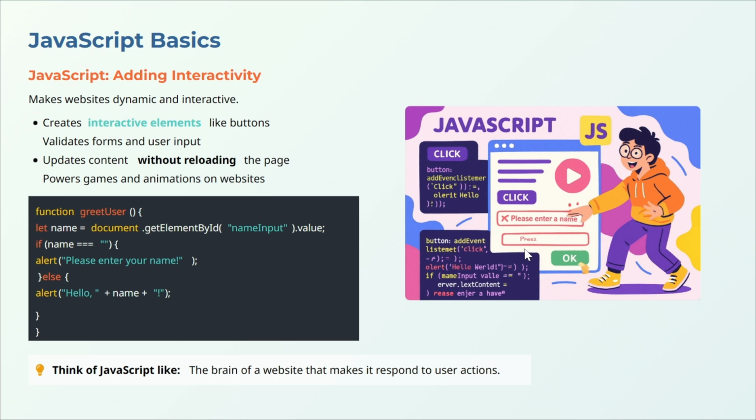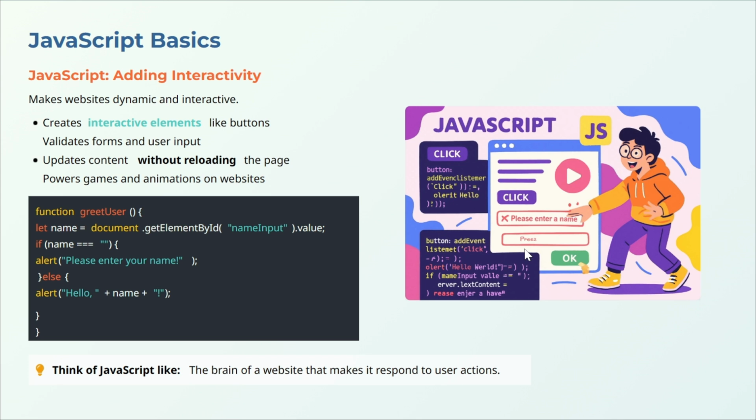Firstly, it creates interactive elements like buttons, which is used to validate forms and user input. It updates content without reloading the page, which powers our games and animation on websites. So without JavaScript, there won't be interactivity with your website. So JavaScript helps to add interactivity. Look at this, my small code, to give you an example of how it works.